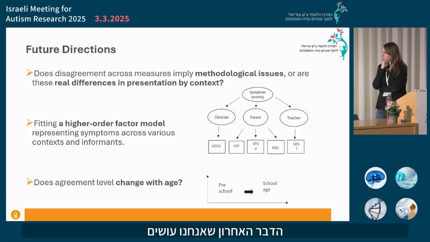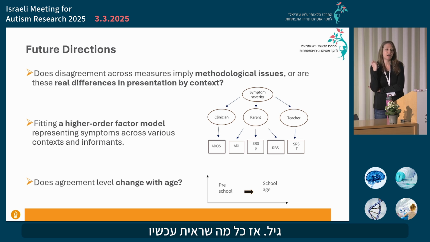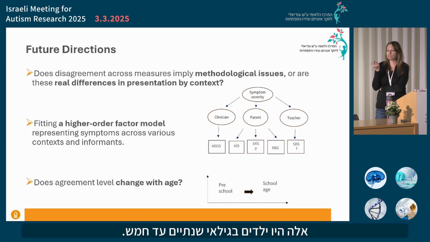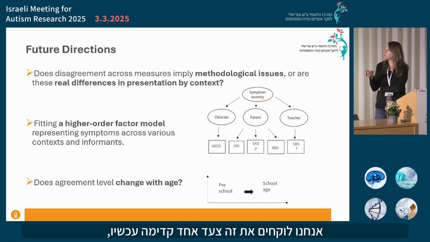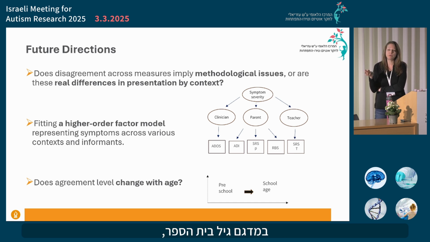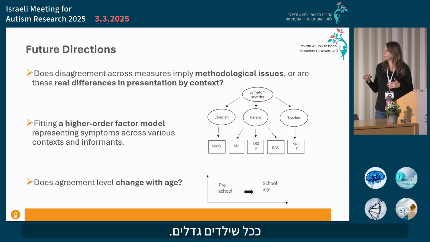And the last thing that we're doing is that we're looking at age. So everything that you've seen now is our preschool sample. These were children aged 2 to 5. We are taking it one step further now, and we're moving from preschool to school age. In the school age sample, we have thousands of children, and we want to understand whether the lack of agreement between these measures differs as children grow older.